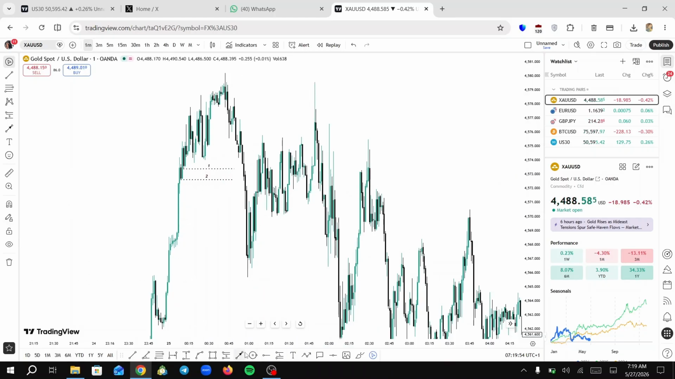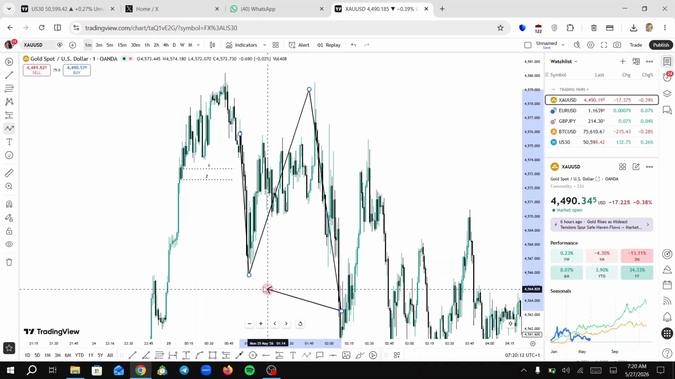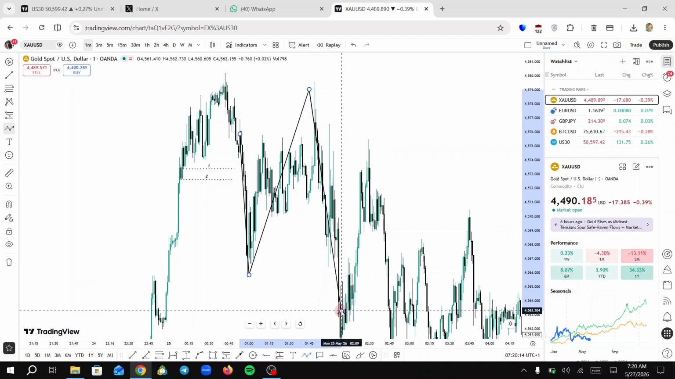The next thing we need to look out for is an inducement, in the form of a pullback, which is going to serve as an inducement. And as you can see, when the market was coming down here, immediately the market broke structure 1 and 2 with a high momentum. The market retraced back and then broke this low right here.